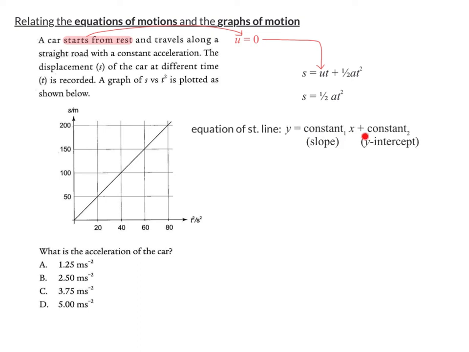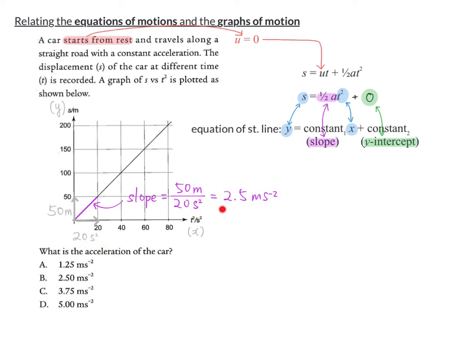Now compare this with the equation of straight line, bearing in mind that s corresponds to y and t squared as a whole corresponds to x. This is certainly a straight line equation with the slope equal to 1/2 a and y-intercept equal to 0. And as observed from the graph, the slope is obviously 50 meter over 20 seconds squared, which makes up to 2.5 meter per second squared, and this is equal to 1/2 a. Solving this equation gives you a equal to 5 meter per second squared, and so the answer is D.